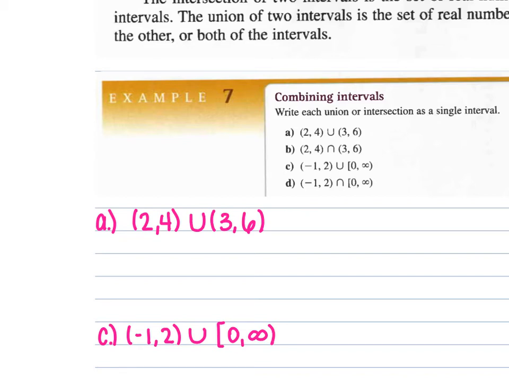We can also think of this as 2, 3, 4 with a union of 3, 4, 5, and 6. So we want all of these numbers here. So it's just going to be 2, comma 6.